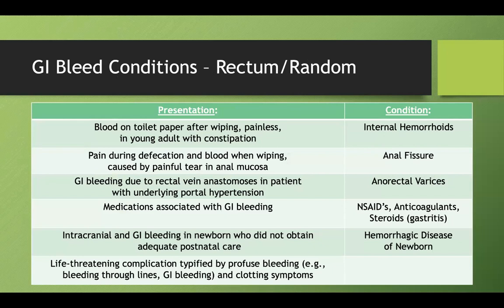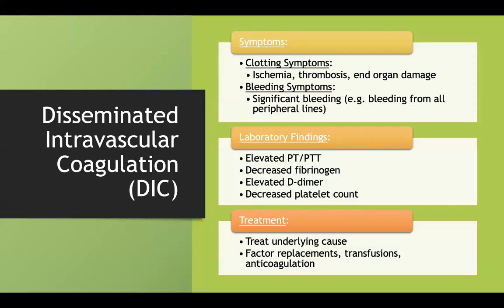And what's the life-threatening complication typified by profuse bleeding and clotting symptoms? We haven't discussed this yet in this series. I'm going to talk about it as one of the complications of pancreatitis. You can also see it as a complication of trauma, sepsis, OB-GYN. A lot of OB-GYN syndromes have this as a complication. This is called disseminated intravascular coagulation, or DIC. And again, when we talk about it in the pancreas lecture, I just mentioned that you can get significant bleeding as well as other symptoms like clotting symptoms.